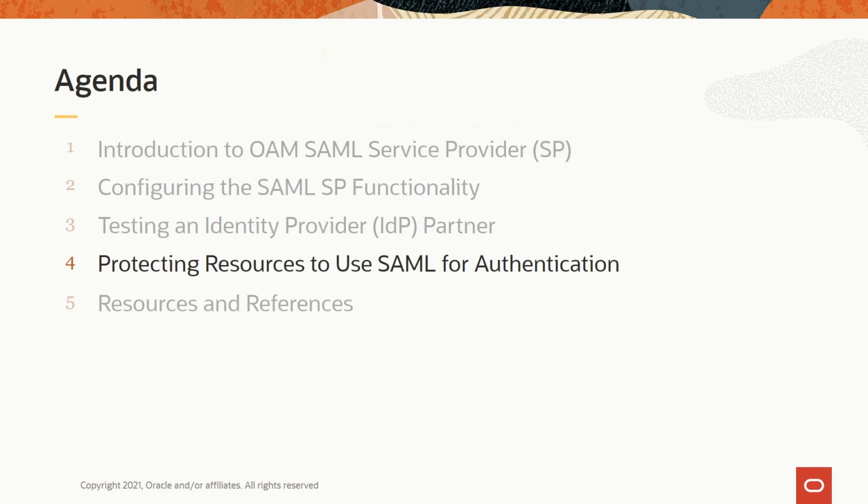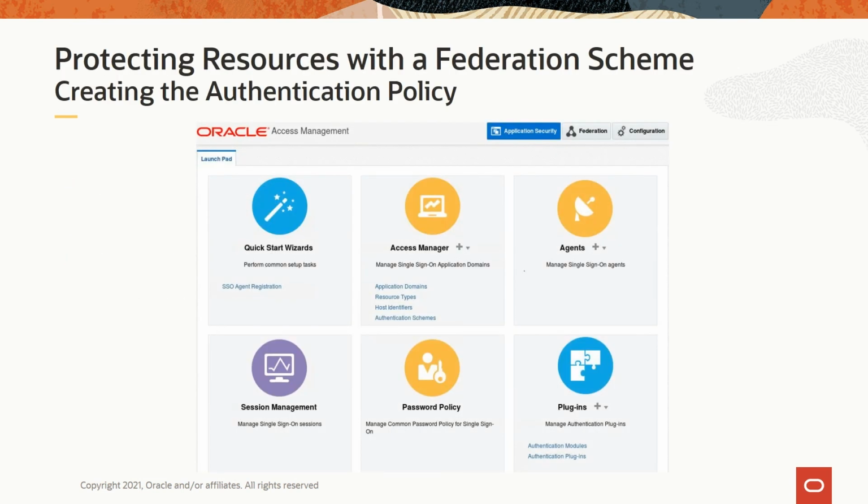Now we're going to talk about the other way we can test, which is more traditional, by protecting resources to use for SAML authentication. So this may be old hat for a lot of people. This is just creating an authentication scheme and mapping it to a resource.